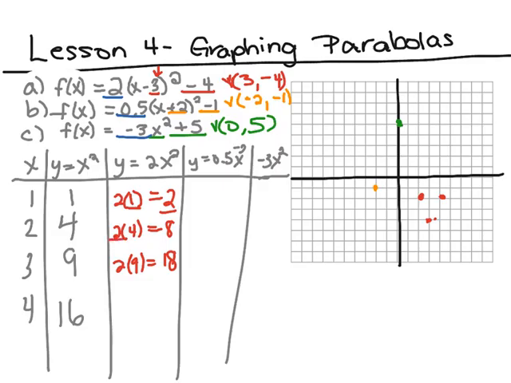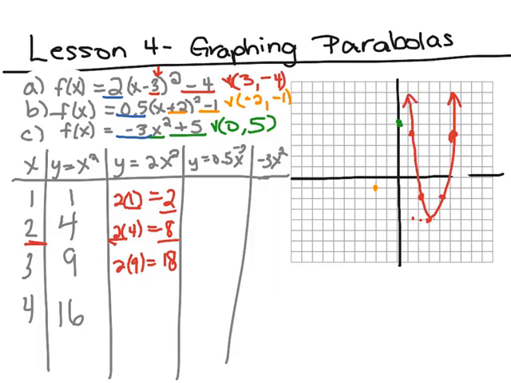If I go 2 over from the vertex, I'd go over 2 and then up 8. So 1, 2, 3, 4, 5, 6, 7, 8. So right here is my next point. Don't draw all those little points in. I'm just trying to show you how to do this. So if you go 2 over from the vertex, you go up 8. So then you can connect your dots, and that is your parabola.